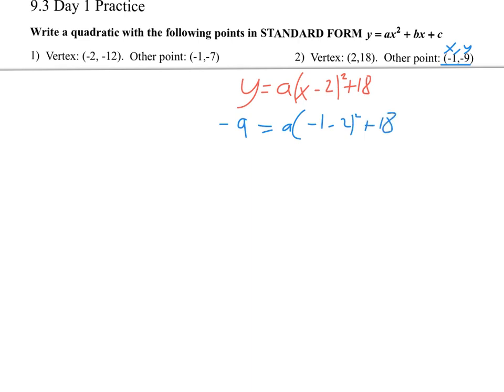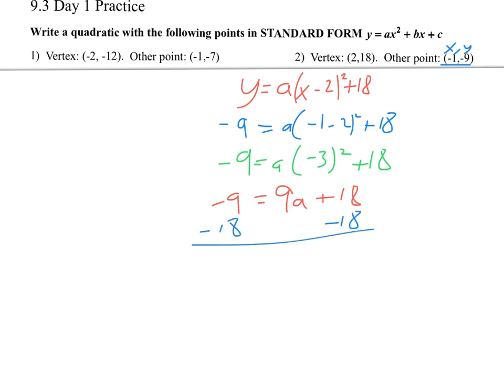All right, so now I need to solve for a. I'm going to do PEMDAS here in the parentheses, so this is going to be negative 3 squared. And so the negative 3 squared is positive 9a plus 18 equals negative 9. So then I'm going to subtract 18 from both sides. And so I get 9a equals negative 27. Then I'll divide both sides by 9. And a equals negative 3.